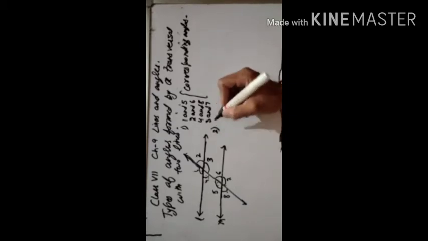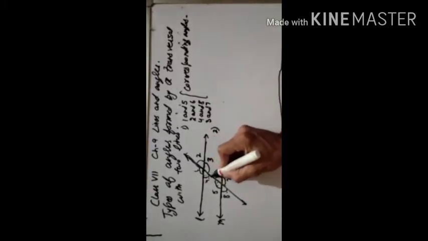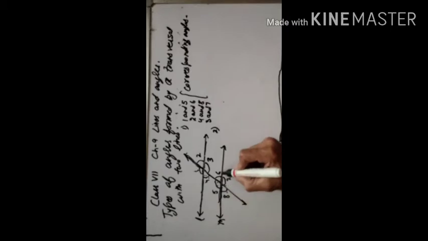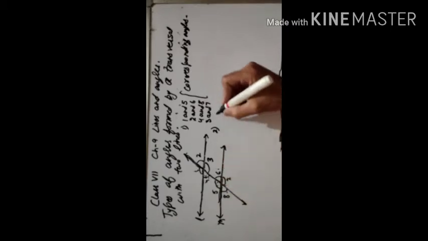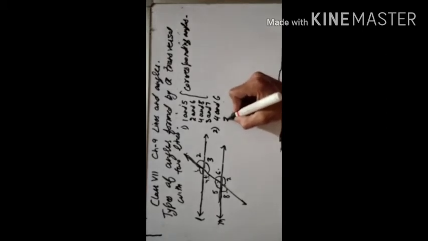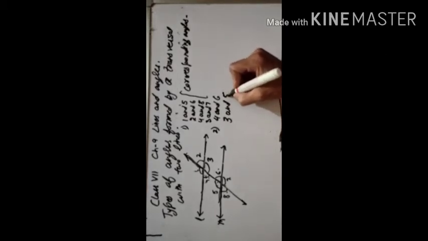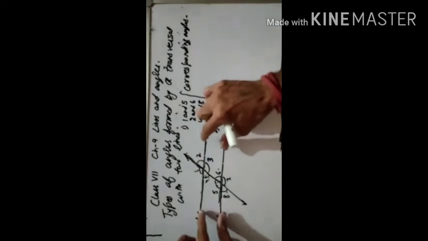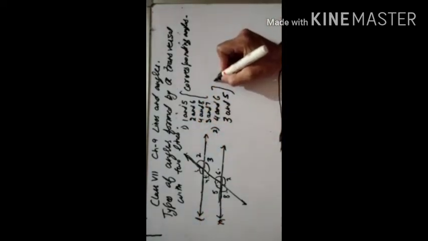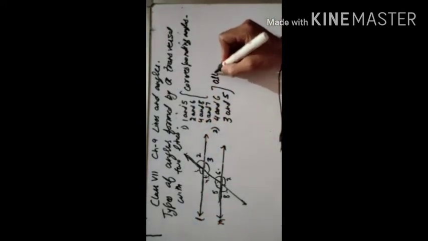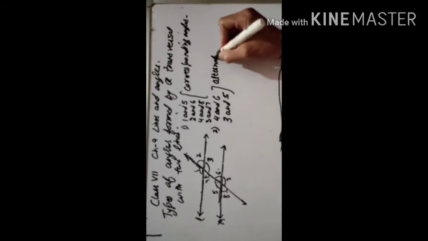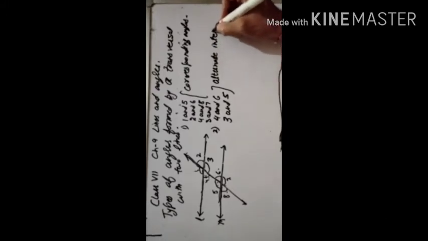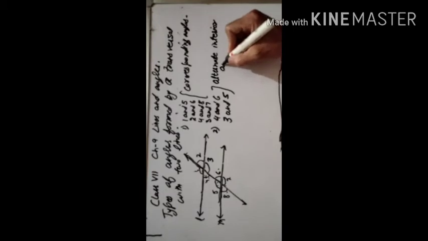Now the second part: 4 and 6, 3 and 5. They are inside the two parallel lines, one from this side of the transversal and one from the other side, so they are alternate interior angles.